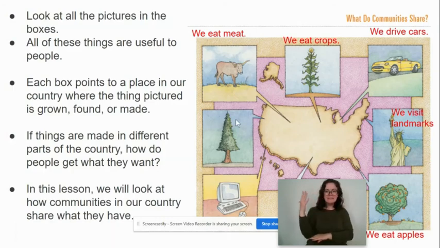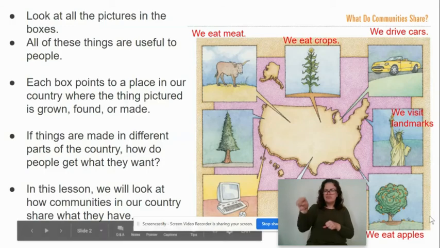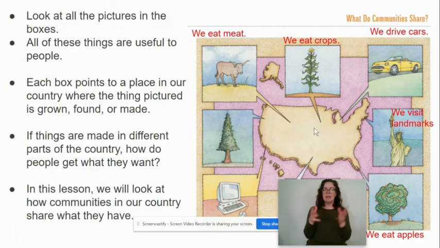So if things are made in different parts of the country, how do people get what they want? For example, oranges are grown in Florida because it's warm all year round there, pretty much, right? So they're able to grow oranges, because oranges need sun almost all year round. Here in Illinois, we can't do that. So we can't grow oranges in Illinois. If we want oranges, how do we get them when they're grown in Florida? So in this lesson, we're going to look at how communities in our country share what they have.